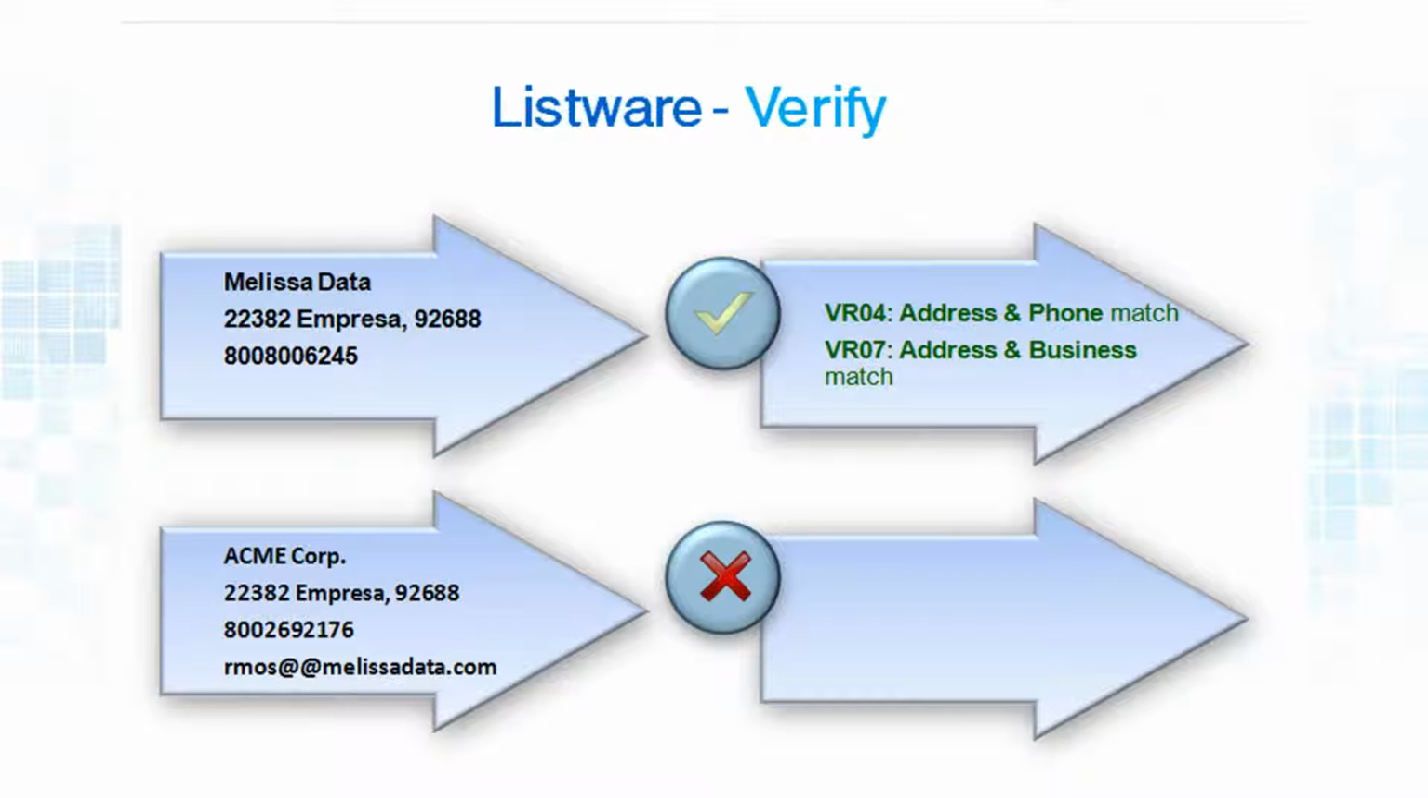Verify is the second step, and you can see these codes, VR04, VR07. Those are the result codes, we call them, and VR is for verify. So you can see once it normalized your data using check, then it checked address and phone against each other, found a match, so you get a VR code there. Address and business go together. So the VR codes indicate the parts that were verified.